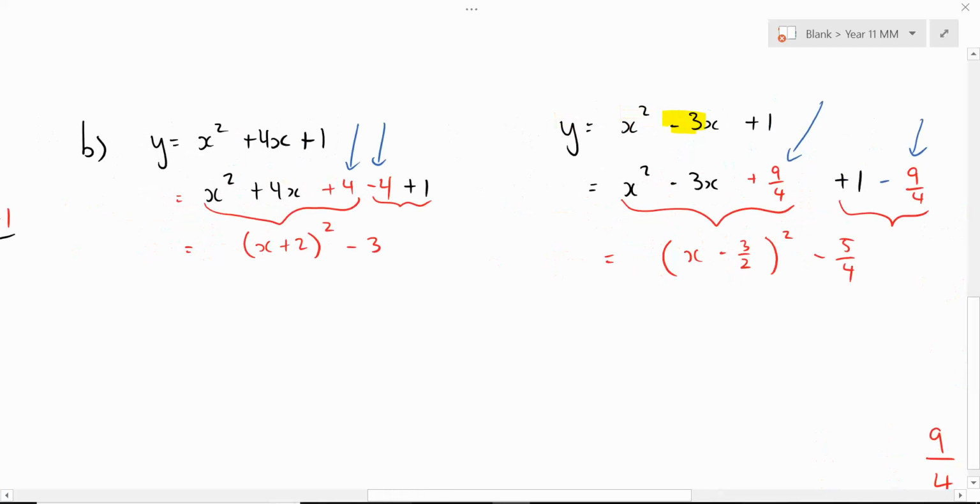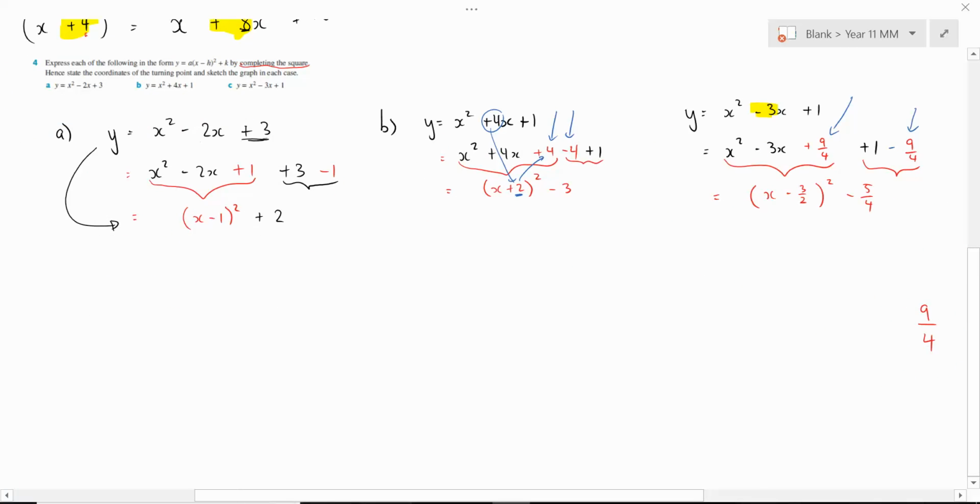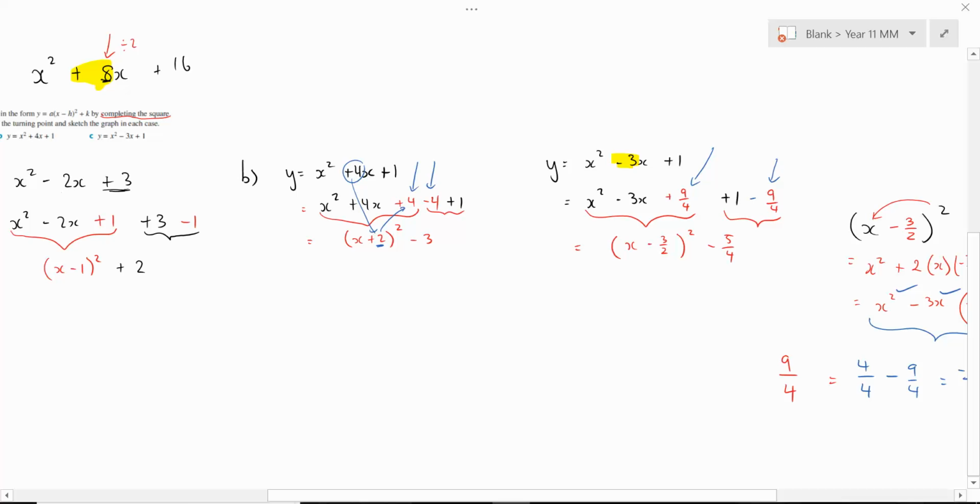The question is, where did I get the 4 from? It's because I squared the 2. Where did I get the 2 from? It's because I halved the middle term. Half the 4 gives me the 2. Square the 2 gives me the 4, which is what I want. That's what completing the square is. Hopefully, you're getting your head around the basic steps by now.